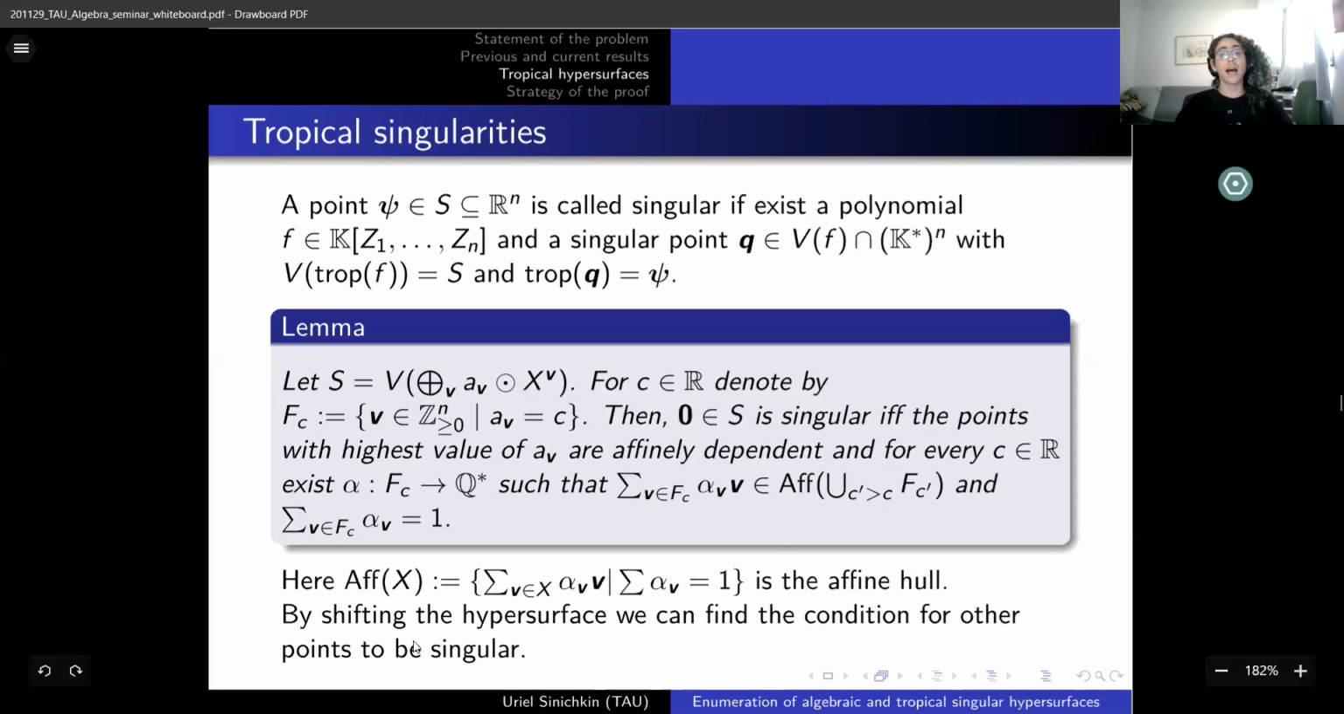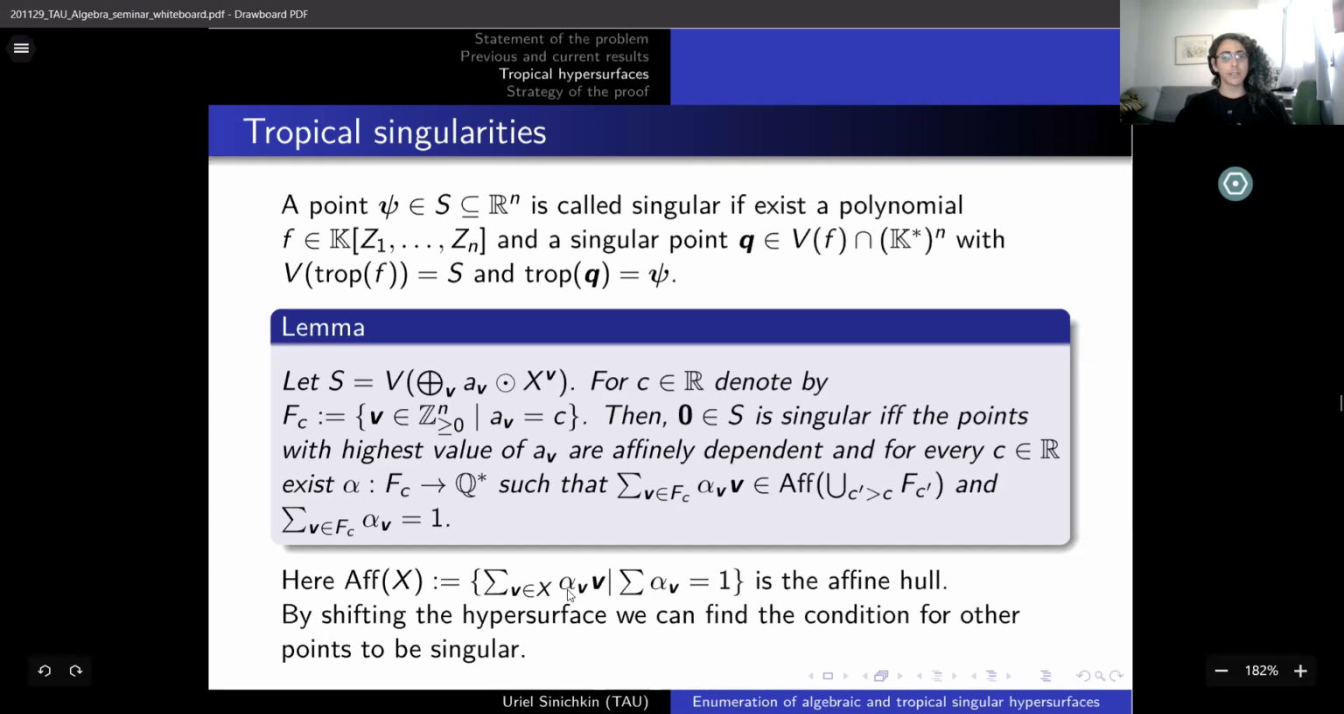I remind you that an affine combination is a linear combination where the sum of coefficients is 1, and the affine hull is the set of all such combinations of some set. And affine dependency is a linear dependency where the sum of coefficients is 0. So it means that one of the members of the set is an affine combination of the rest.